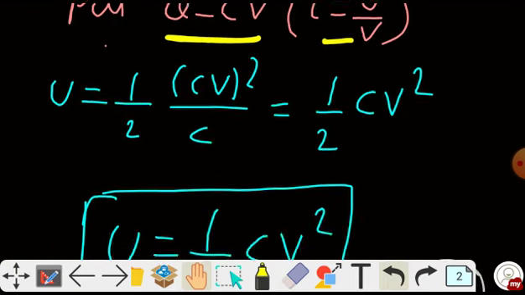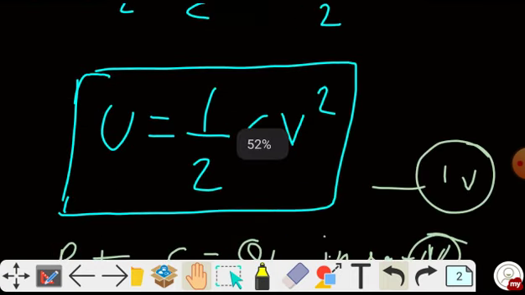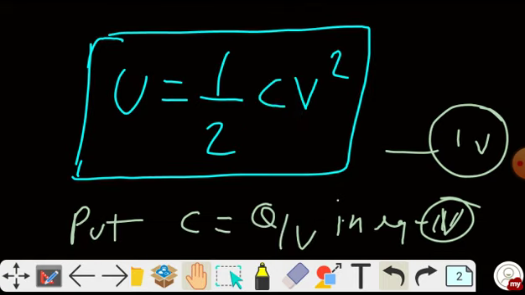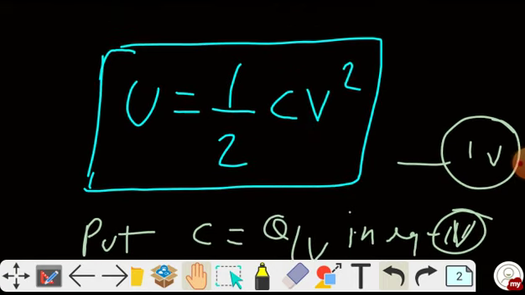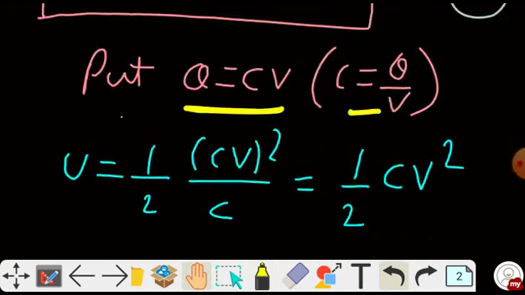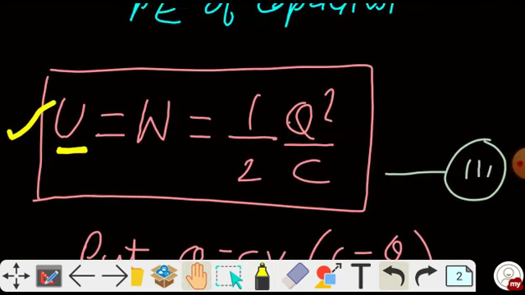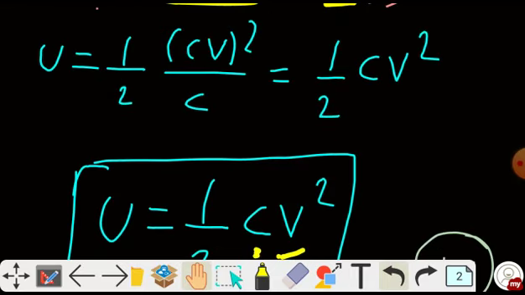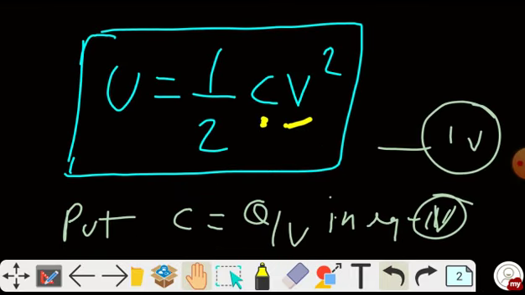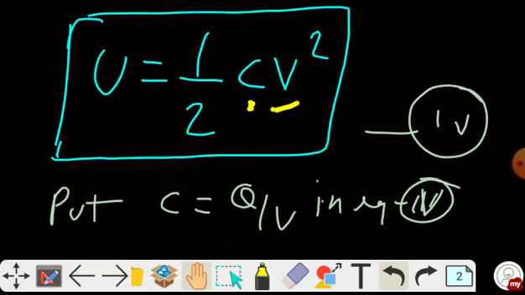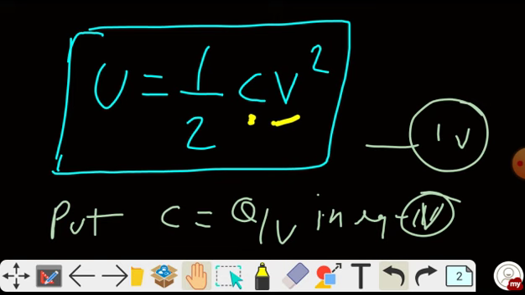If you put Q equals CV and solve it, you will get another form of the potential energy formula, that is half CV square. This formula is in terms of capacitance and potential difference. The above formula was in terms of charge and capacitance. Now the third form of the energy will be in terms of the charge and the potential difference. Only that pair is remaining.